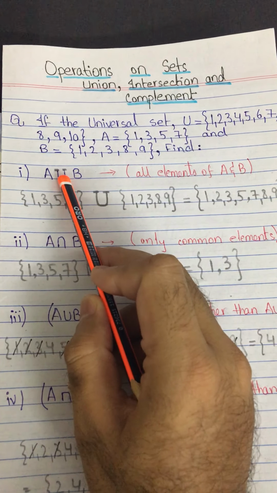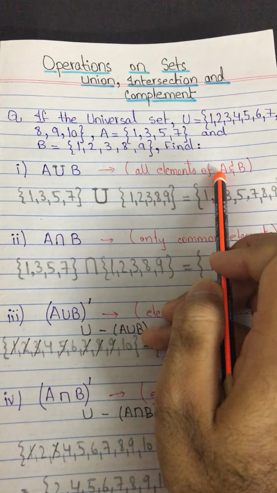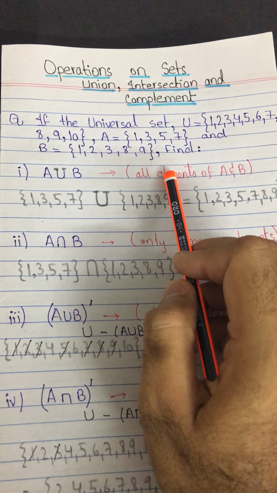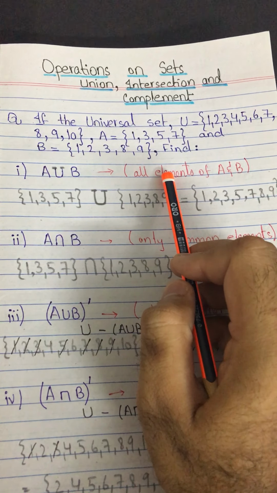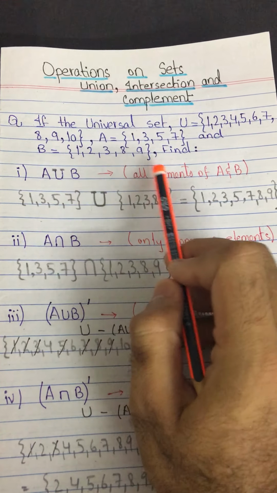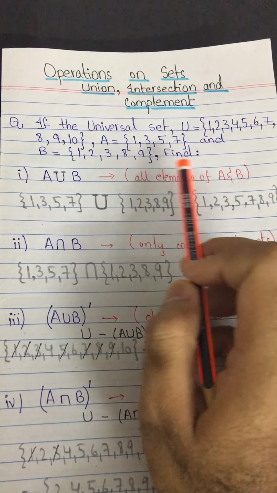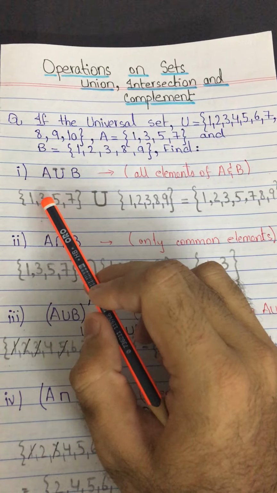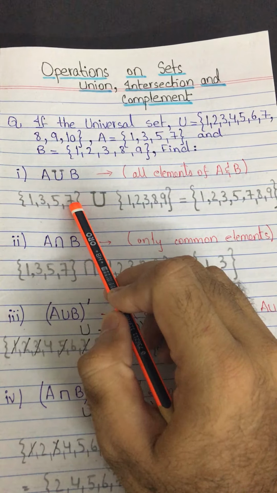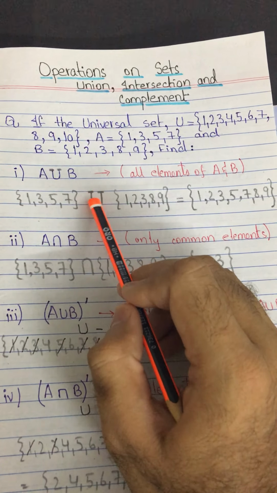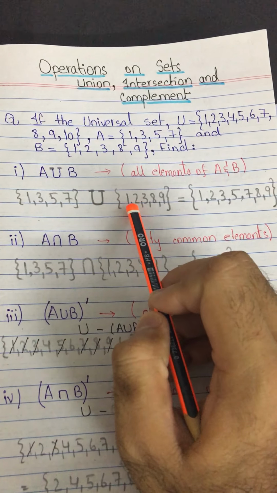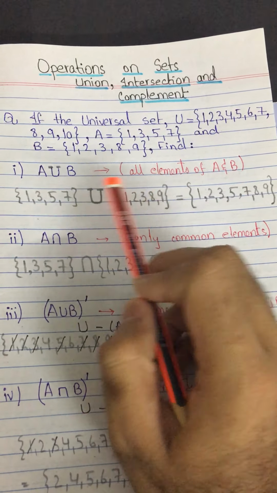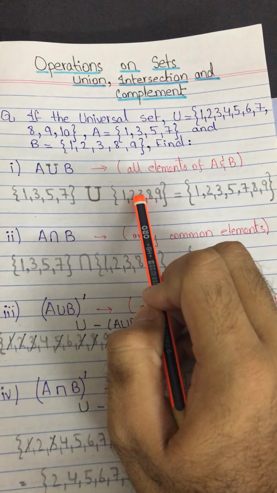The operation union means we have to combine the elements of A and B in such a way that no element is repeated and no element is left out. So I wrote the members of A in curly brackets, 1 3 5 7, then placed the union sign, and then wrote the members of B, 1 2 3 8 9. Since I have to find the union, I will combine both of them in such a way that no one is repeated and no one is left out.